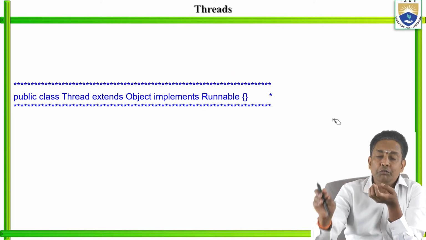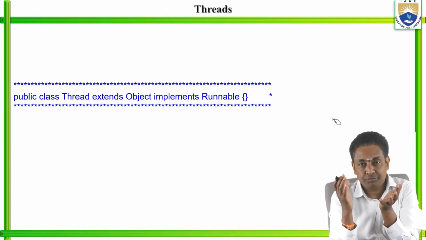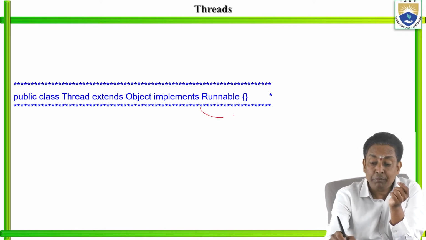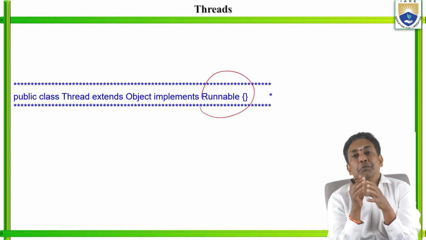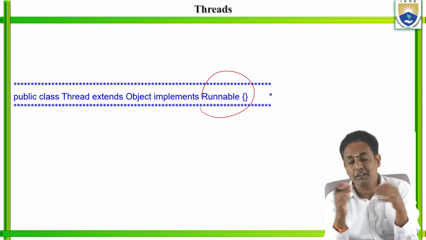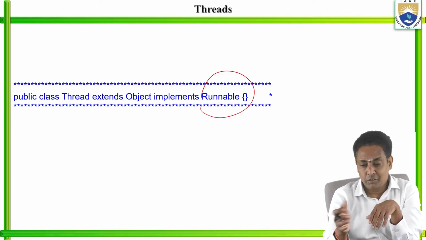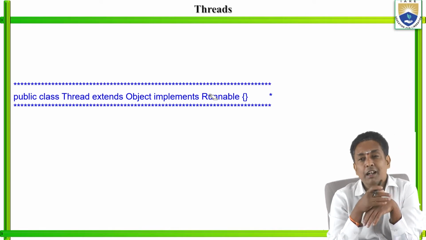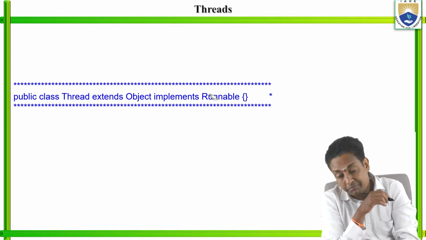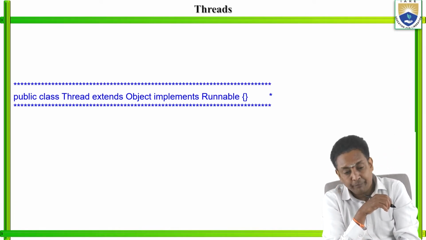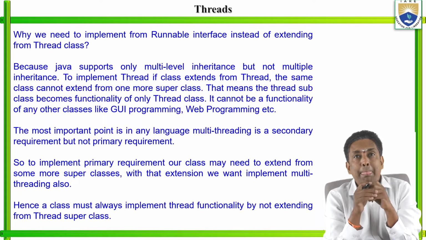So to make a class a thread, implementing the Runnable interface is the main point, whether you do it directly or indirectly. Indirectly means extending from Thread. Directly means directly implementing the Runnable interface. Now we come to the next point.